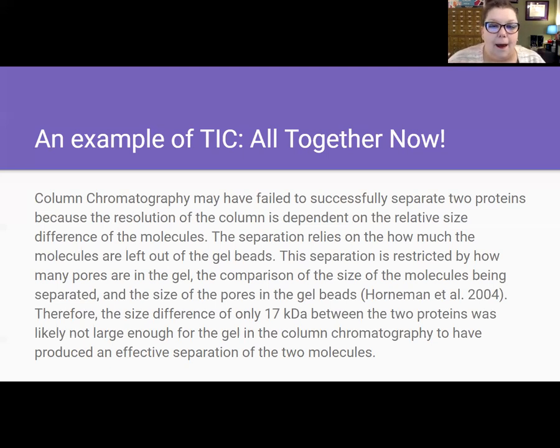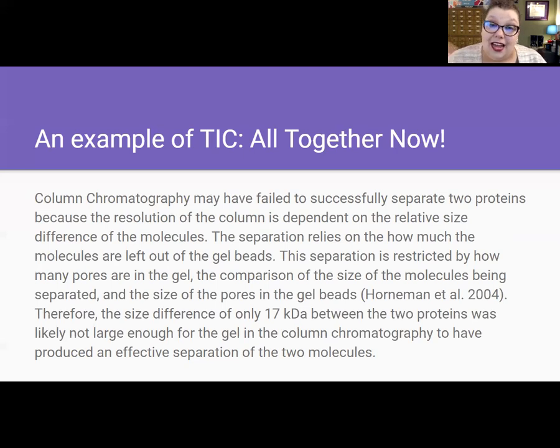Column chromatography may have failed to successfully separate two proteins because the resolution of the column is dependent on the relative size difference of the molecules. The separation relies on how much the molecules are left out of the gel beads. This separation is restricted by how many pores are in the gel, the comparison of the size of the molecules being separated, and the size of the pores in the gel beads. Citation. Therefore, the size difference of only 17 kDa between two proteins was likely not large enough for the gel in the column chromatography to have produced an effective separation of the two molecules.